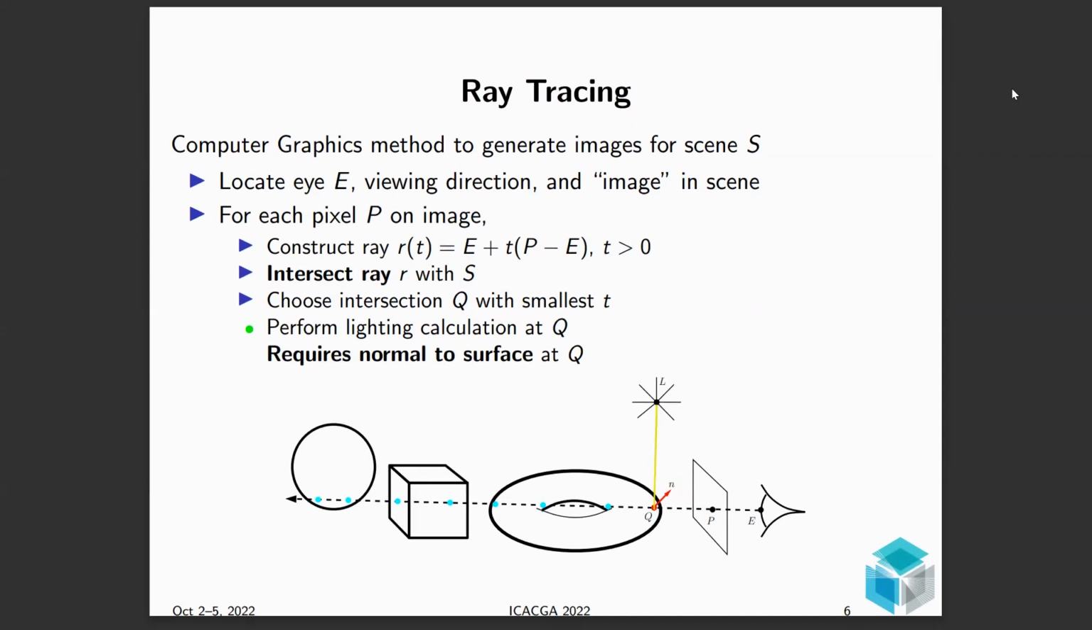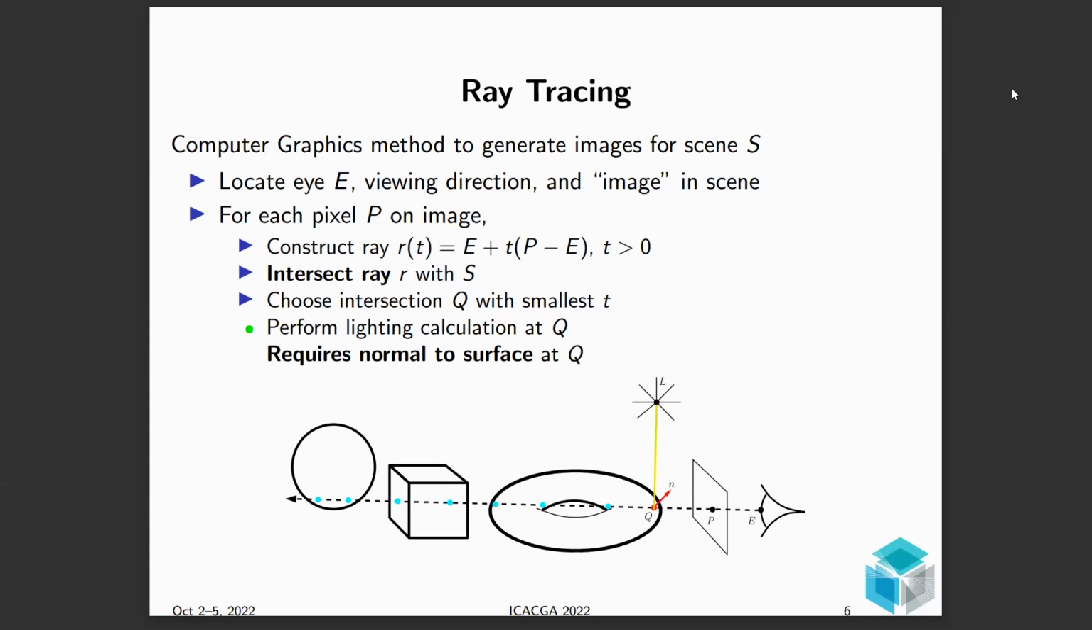Okay, and usually in the simplest ways of computing the color, you cast a ray to the light and you use the normal here to compute the intensity back to the eye, and that gives you the color of the pixel there. Okay. And then you repeat this for all the pixels in your image, and that's how you get your picture. Okay. So what we're interested in this talk is how do we get these cyan points?